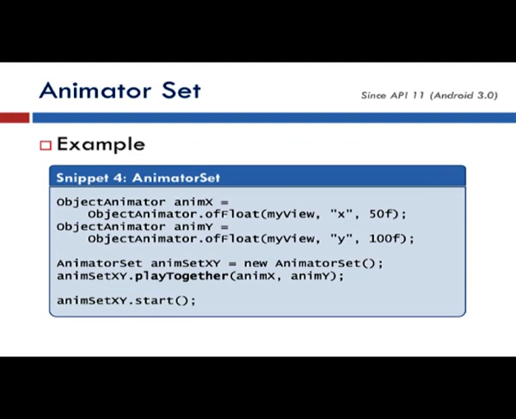Here we have two object animators. One animates the x property of my view and the other animates the y property of my view, the first from 0 to 50 and the second from 0 to 100. However, we want both to start simultaneously, to animate at the same time. So we can say animatorSet xy dot playTogether. It will start both the specified animations together, and we can start the animations. Both animations will be played together.